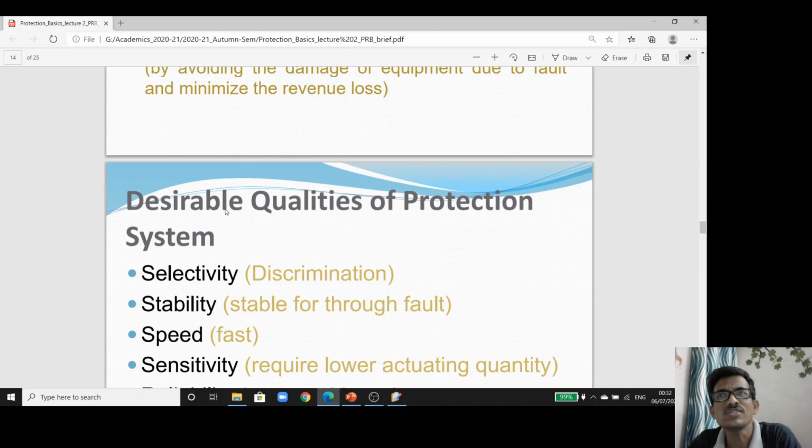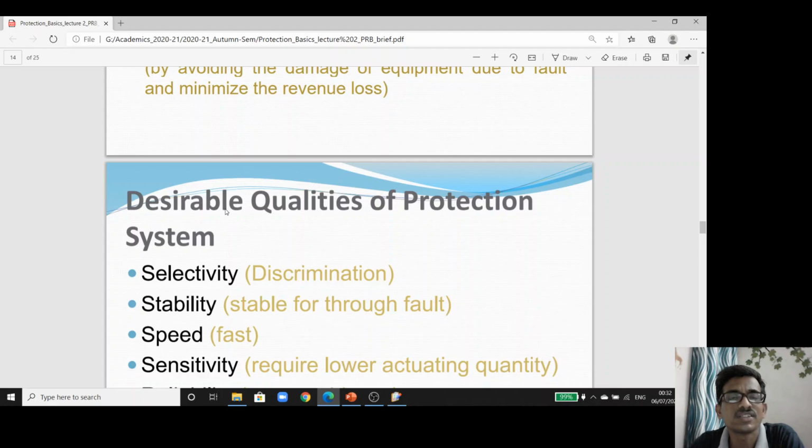So imagine how much the time of operation of our protection system is. In how much time? See, it is very little. It is in milliseconds.